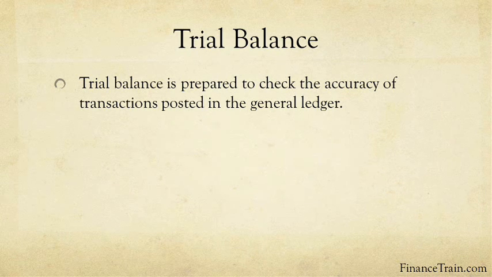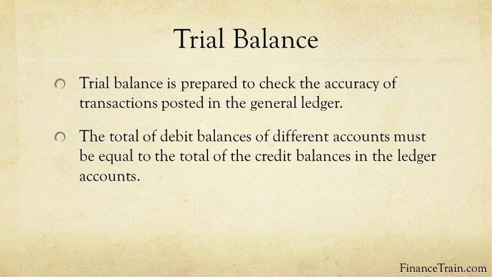You also know that accounts are prepared by applying the double entry system in which each transaction is recorded on the debit and the corresponding credit side for the same amount. Therefore, the total of debit balances of different accounts must be equal to the total of credit balances in the ledger accounts. The balances will always match if the transactions have been correctly posted in the ledger. In case of a mistake, the totals will be different.